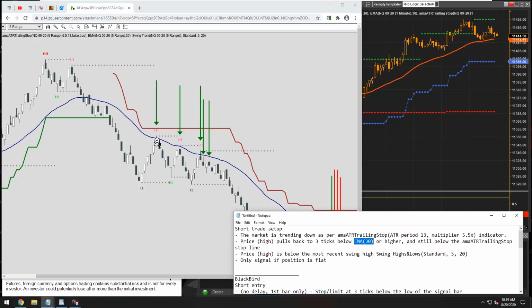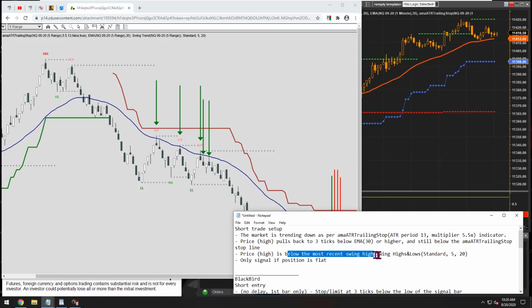Yeah, it could be that if the high of the bar goes past the ATR trailing stop indicator, that the indicator might flip, but maybe not. I don't know. Let's see what else here. Okay, so we also need price to be below the most recent swing high. All right, so here we go. We have the swings, highs, lows indicator on here. So we need to make sure that there's a swing high above where price is.